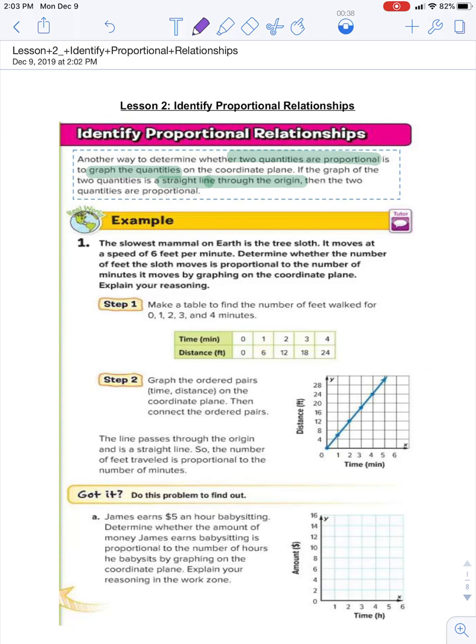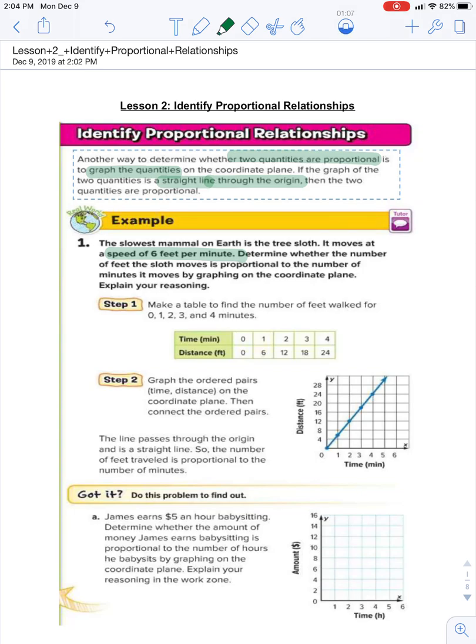So in example 1, the slowest mammal on Earth is the tree sloth. It moves at a speed of 6 feet per minute. Determine whether the number of feet the sloth moves is proportional to the number of minutes it's moving by graphing on the coordinate plane. The first thing we get is a chart in step 1. We're going to make a table to find the number of feet walked. They've done that for us, and this is basically walking us through that process.